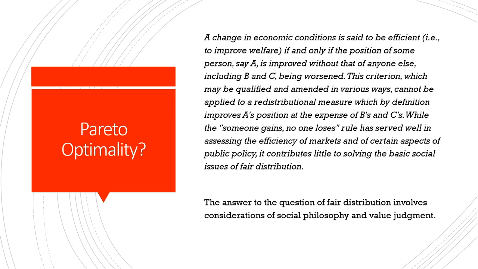Pareto optimality is a desirable condition, and what does it say? To put it very simply, a change in economic condition is said to be efficient, which means that it is welfare improving, if and only if the position of some person, say A, is improved without that of anyone else, including B and C, being worsened. And this criterion can be qualified and amended in various ways.